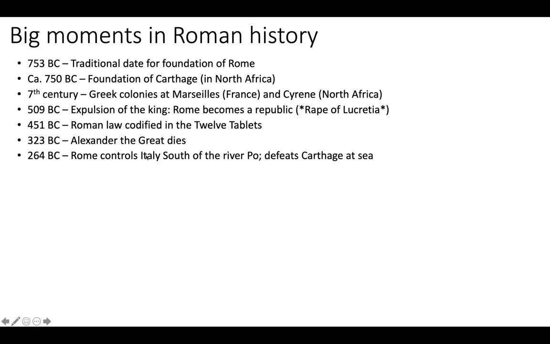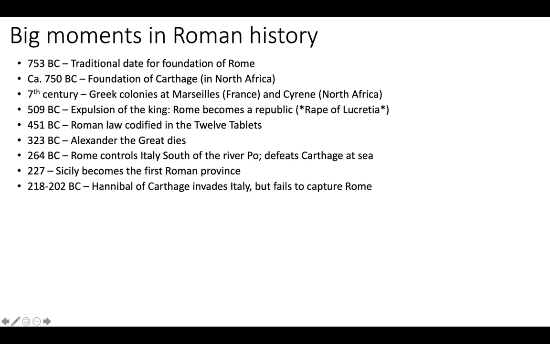This is really important. First off, Rome is taking more territories outside of its walls as a city, and it's growing in military power. It defeats Carthage at sea. Remember, these two places are on either side of the Mediterranean, and so control of the Mediterranean is really important, and this is a great moment for Rome. This is more expansion. Sicily becomes the first Roman province, so it's expanding, it's making provinces. The rivalry continues with Carthage. Hannibal, this very great military leader of Carthage, so Carthage is defeated at sea earlier.